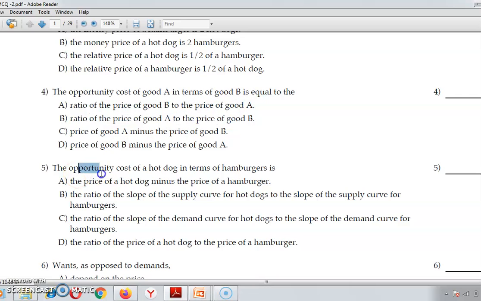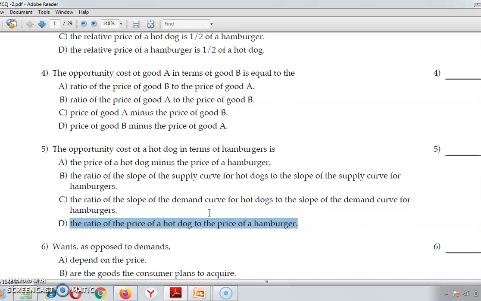पांचौं क्वेशन, the opportunity cost of a hot dog in terms of hamburgers, है, hot dog को cost hamburgers को opportunity cost को हिसाबमा, the price of a hot dog minus the price of a hamburger, the ratio of the slope of the supply curve for hot dogs to the slope of the supply curve for hamburgers, the ratio of the slope of the demand curve for hot dogs to the slope of demand curve for the hamburgers, the ratio of the price of a hot dog to the price of hamburger. यो रेशियो नै हुनेछ हैन। हामीले पहिला नै पढ्यो, रिलेटिभ प्राइस जहाँ पनि रेशियो कुरा गरिन्छ, त्यसैले the ratio of price of hot dog to the price of hamburger is the correct answer.